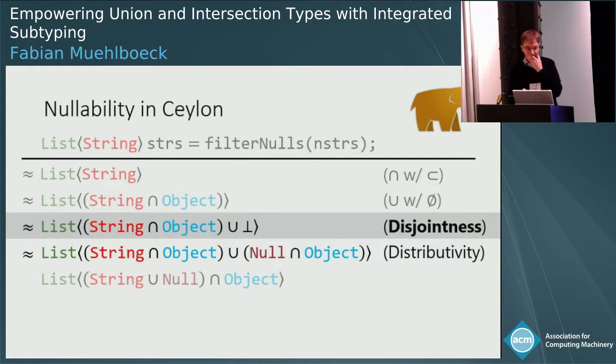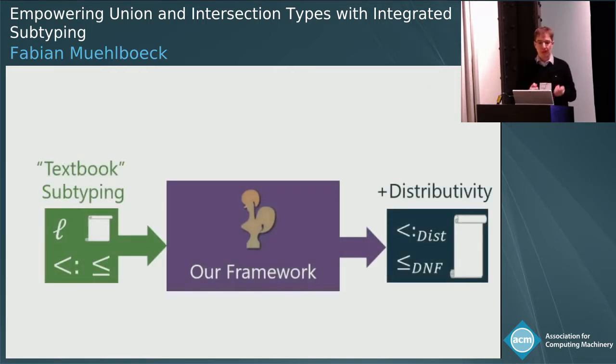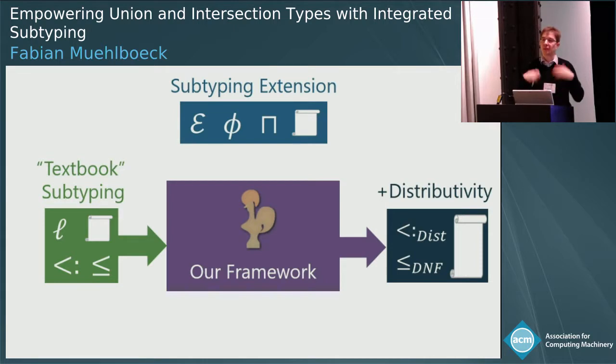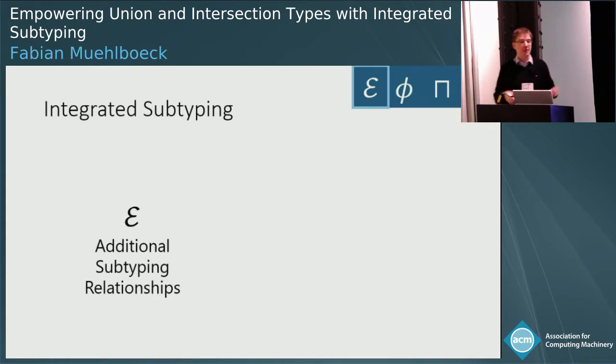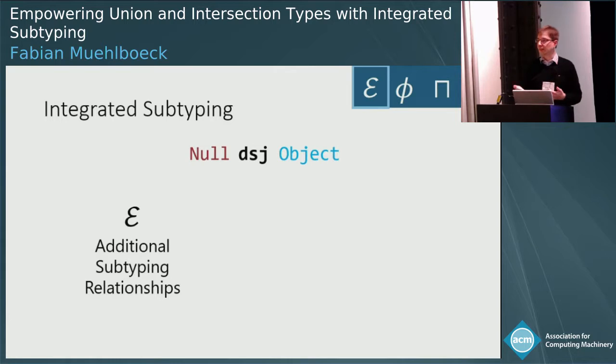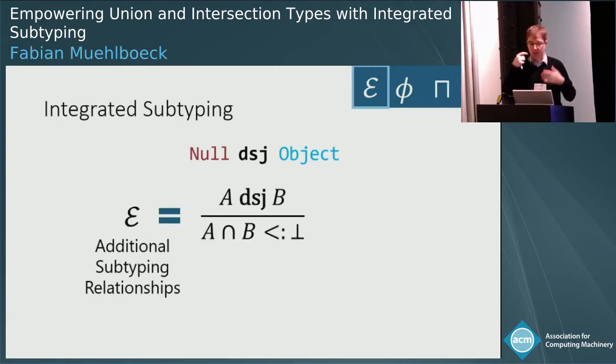Depending on your language, you might have different ones. And so our framework provides a way for you to specify subtyping extensions to capture these domain-specific problems in your language. In order to do that, you'll need to specify a few parts and proofs about them. The first one is you'll need to have an idea of what the additional subtyping relationships are that you're looking for. So in our example, null was disjoint from object. And in general, you might have an idea of certain types being disjoint from each other, and therefore having no common instances, and therefore their intersections being empty, in the subtype of bottom.